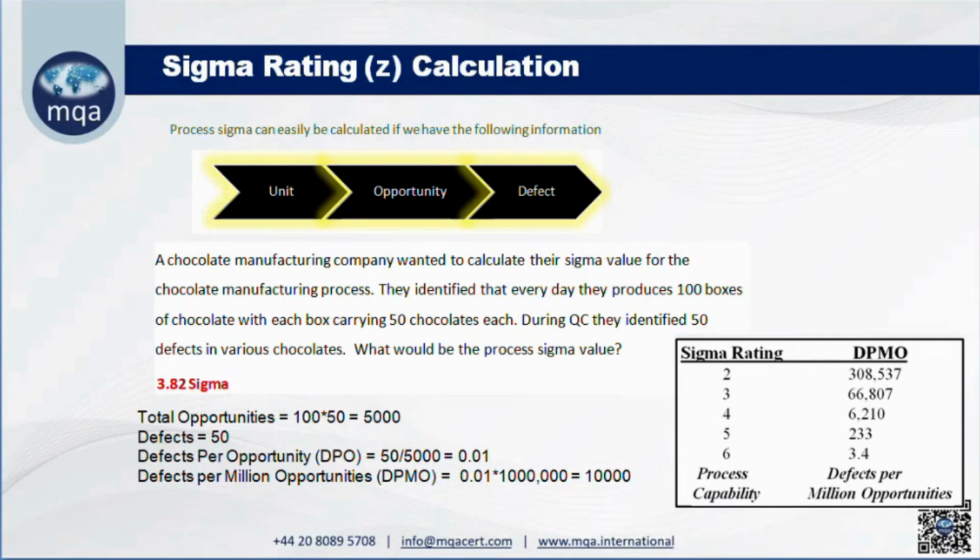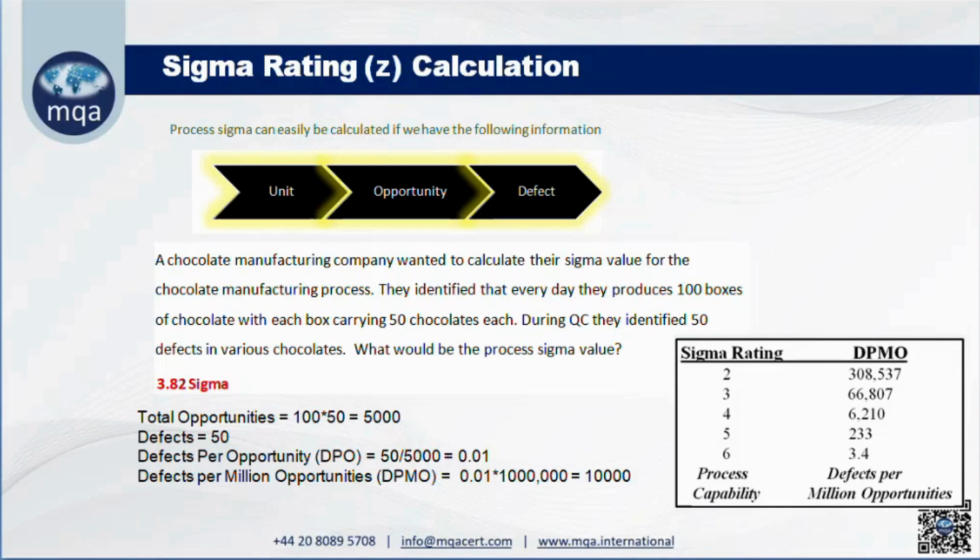See, the total opportunities were 100 into 50, because there are 50 chocolates in each box and there were 100 boxes of chocolate. So there were 5,000 opportunities and 50 defects. So defects per opportunity is 50 by 5,000, because actual defects were 50 out of all possible 5,000 defects, which is 0.01.